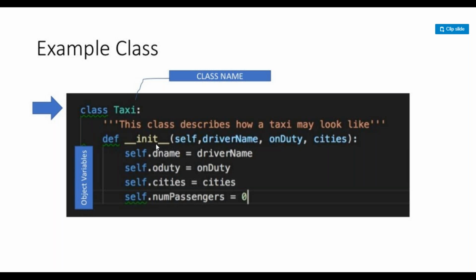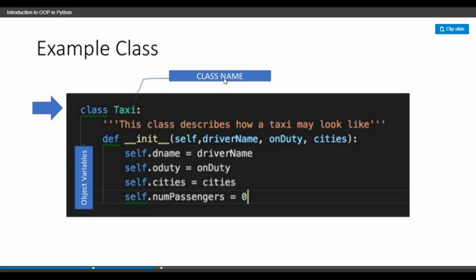Once your object has completed your program, we can destroy it automatically. That is the destroy method. So there are three methods. The first method is the init method, double underscore init double underscore. This is the initialization method. Inside you supply self, comma, driver name, comma, on duty, comma, cities. Self is an object; the class name indicates the attributes which are described.